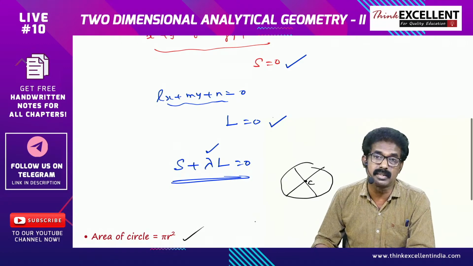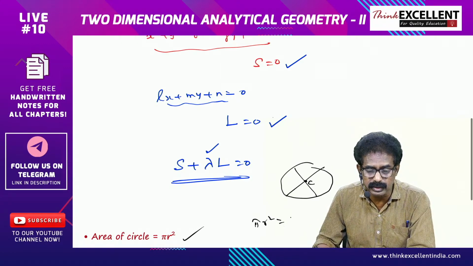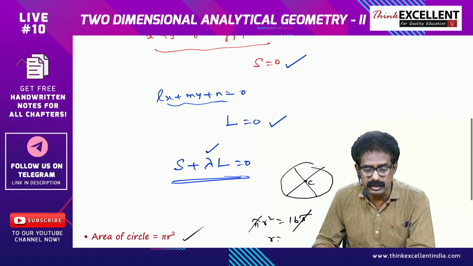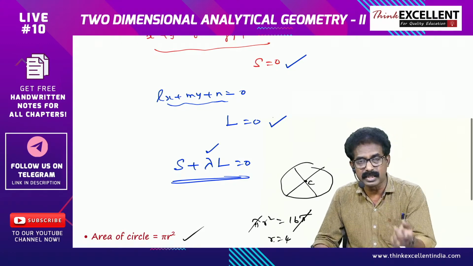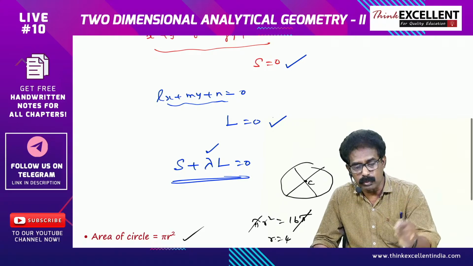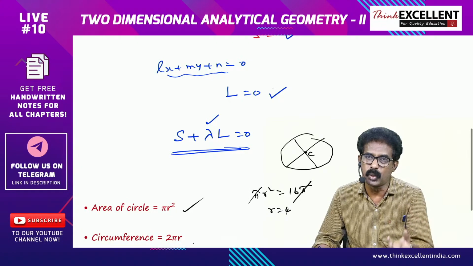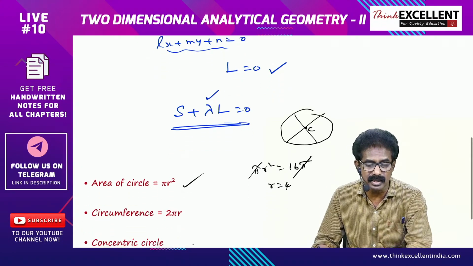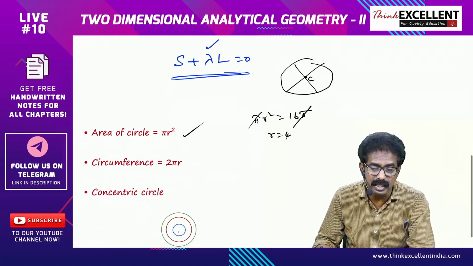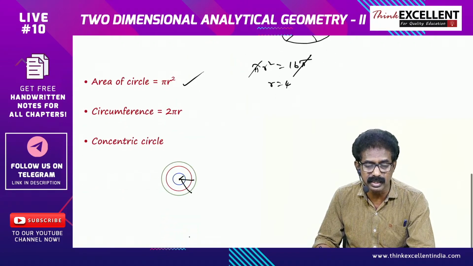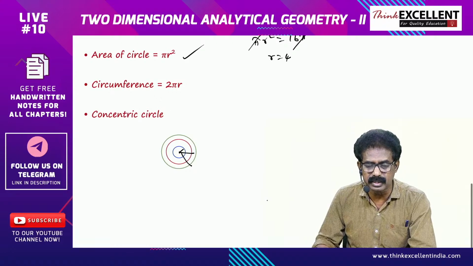Sometimes they give the area of the circle. If the area is 16 pi, then pi r square is equal to 16 pi, the pi cancels, r square is 16, so r equals 4. You can find the radius. They may give the center, or ask for the equation of the circle. Circumference is 2 pi r. You studied all this in lower classes. Then concentric circles have the same center but different radii. All these basic things you remember.